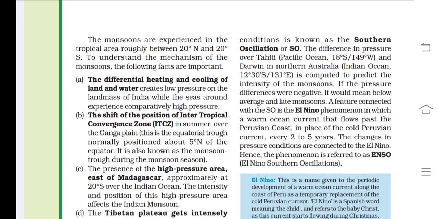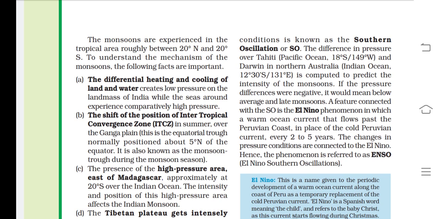To understand the mechanism of the monsoon, the following facts are important. First, if you are studying monsoon, you have to know some important facts. The differential heating and cooling of land and water. Differential means at what time the land and the water heat up and cool down. It creates low pressure on the landmass of India while the seas around experience comparatively high pressure.